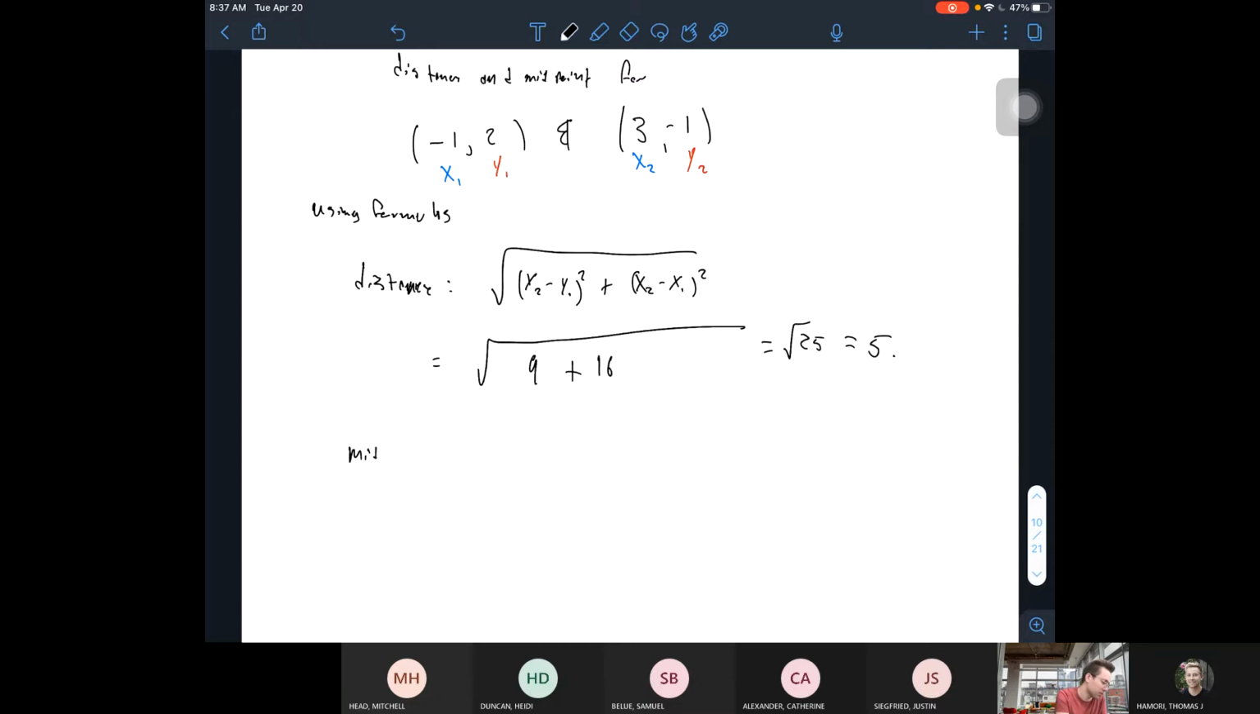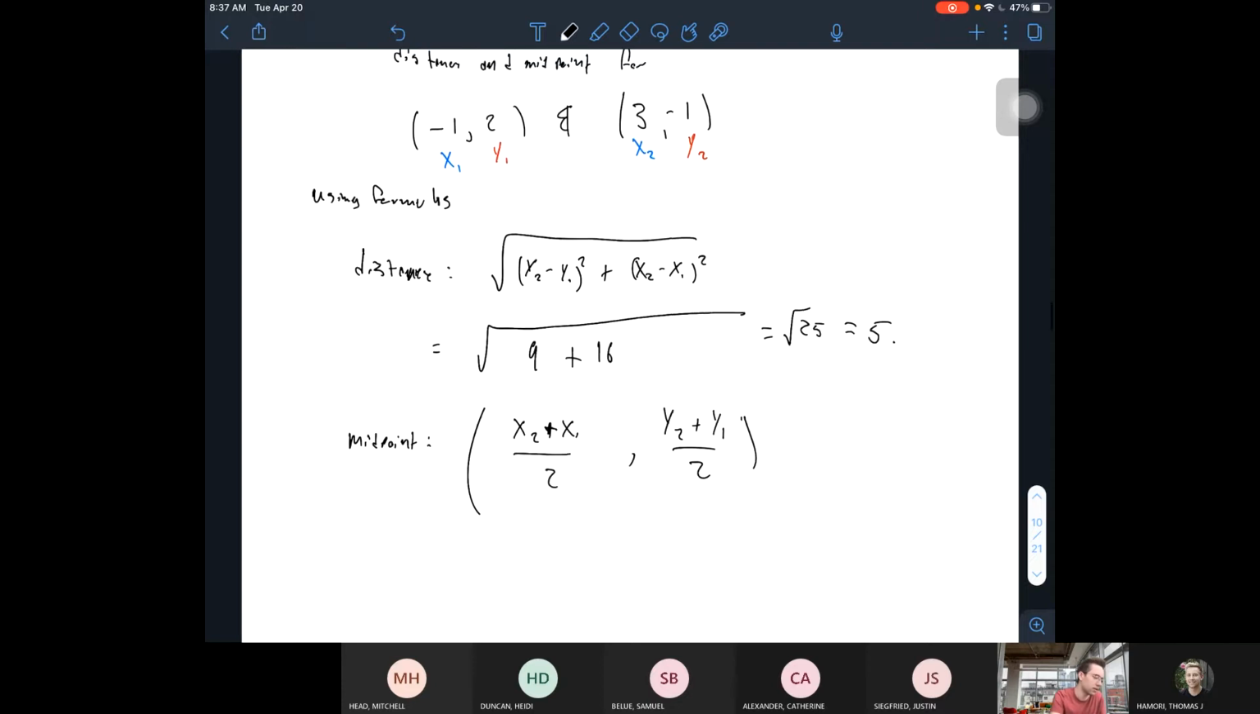Then the midpoint can be found using the formula x2 minus x1 over 2. Wait, no, it should be x2 plus x1 over 2, sorry. And then the other one is y2 plus y1 over 2.